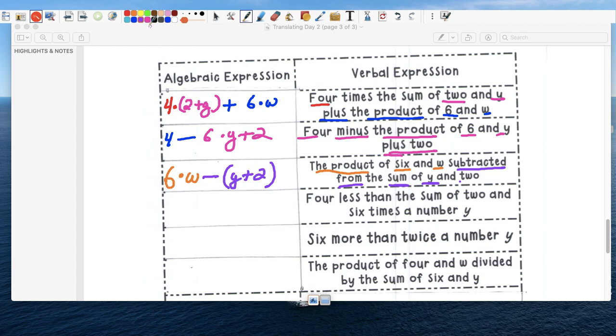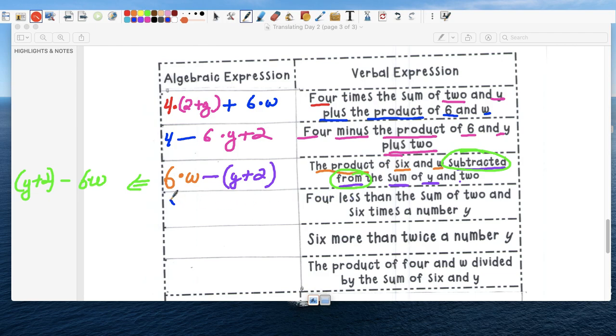But here, I hope you remember, subtracted from is a turnaround word. So we're going to change this. So y plus 2, va adelante, and 6w is going to go para atrás. It's going to be back. So these two are going to switch positions. Okay?